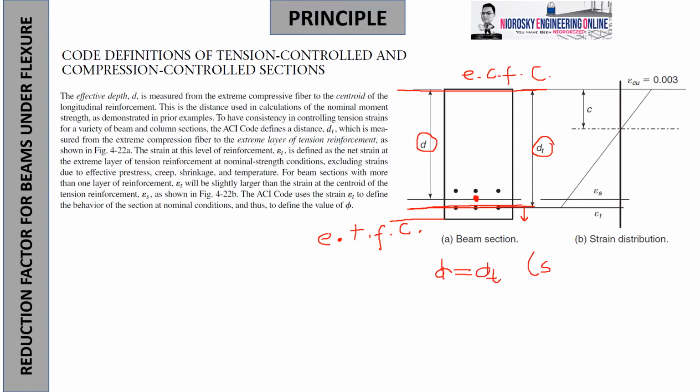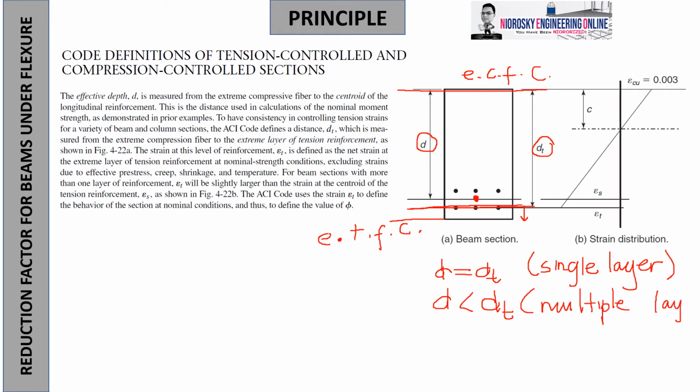This is only true for a single layer, because only one layer occurred, like what we discussed in the past discussions, okay? But if d will now be less than d sub t, this is what we call multiple layers, so more than single. Because our reinforcement under tension can be multi-layer.